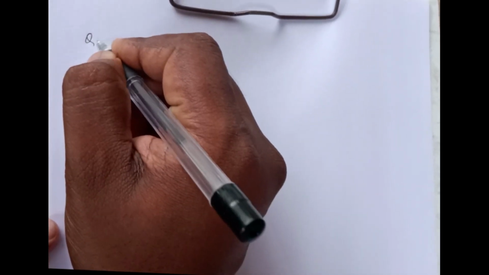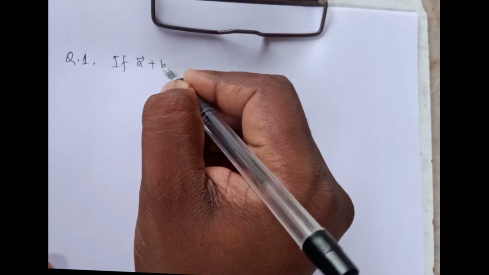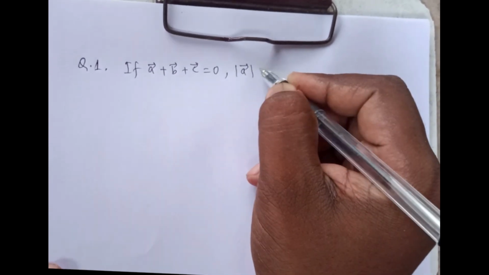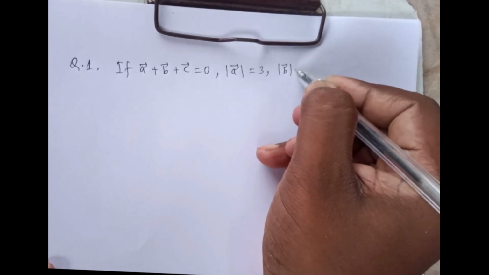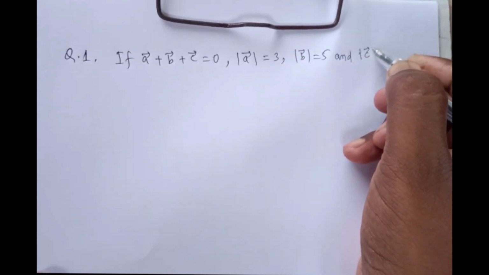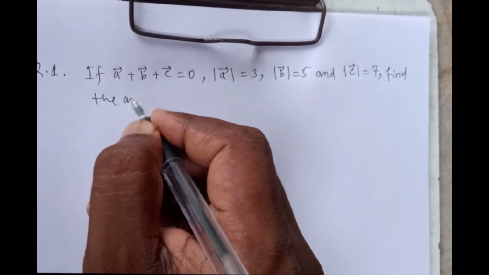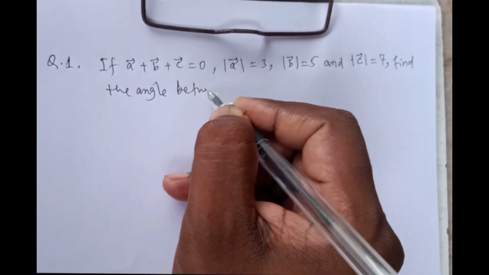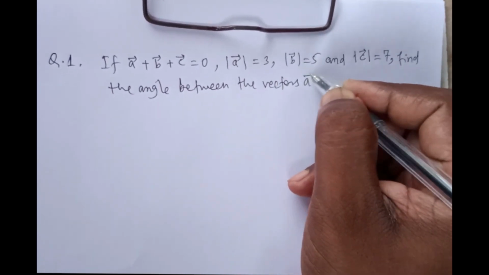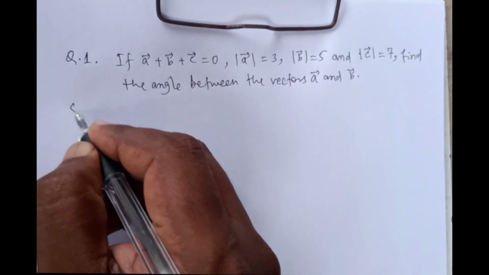Question number 1. The question is: if vector A plus vector B plus vector C is equal to 0, modulus of vector A is equal to 3, modulus of vector B is equal to 5, and modulus of vector C is equal to 7, find the angle between the vectors A and B. Now look at the solution.